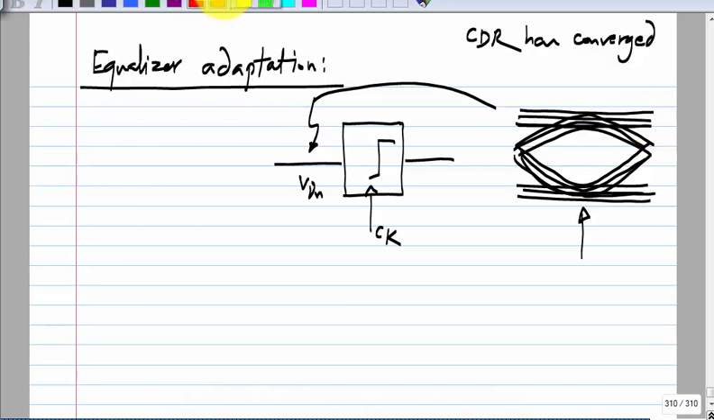Also, this is the decision threshold. Obviously, you want the eye to be symmetrically placed around the decision threshold. Otherwise, if it is skewed, either for ones or minus ones, you will have a higher bit error. You know that if the symbols are equally probable, the ideal decision threshold is exactly midway between the symbols. So this is my target.